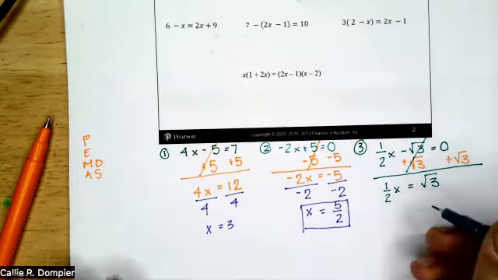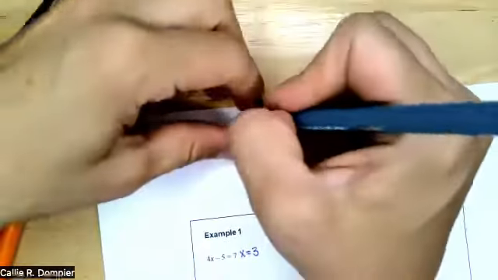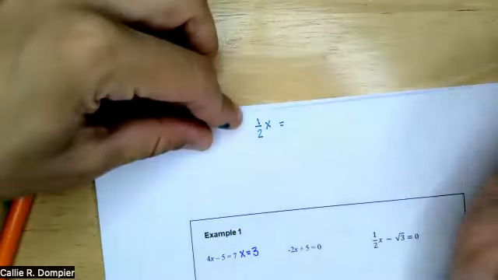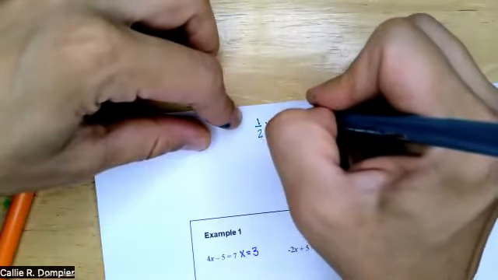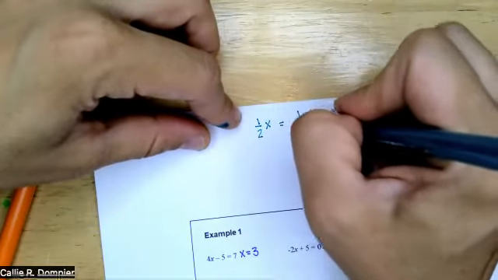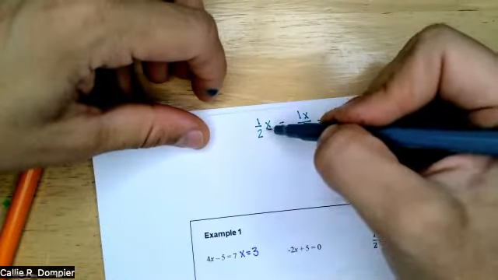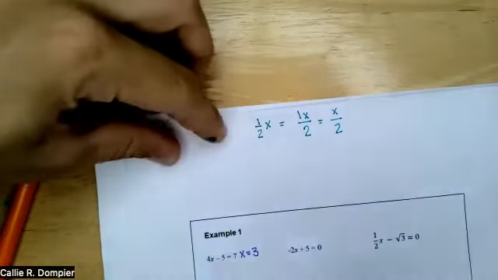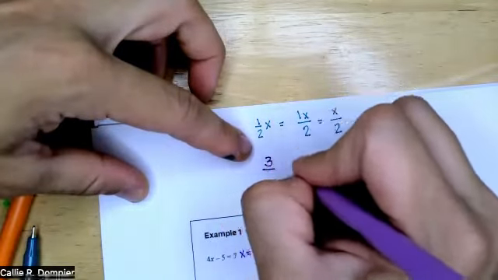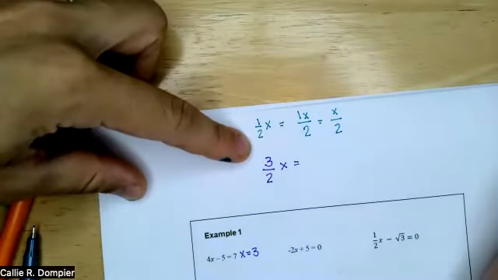Now, just a quick note about fractions. 1/2 x is the same as putting the x on top. So x over 2 is the same as 1/2 x. Another example might be 3/2 x. Still the same.